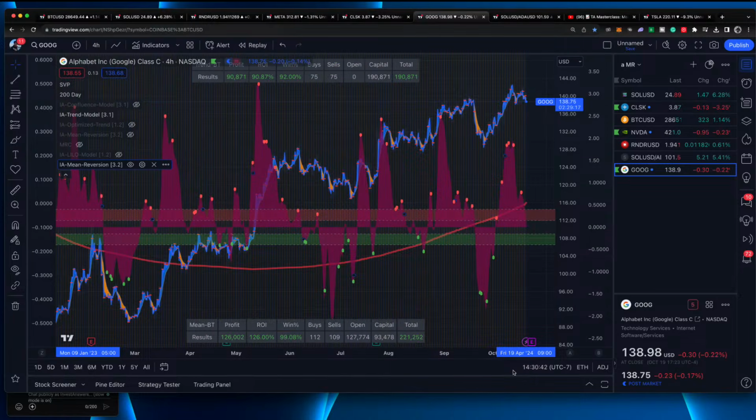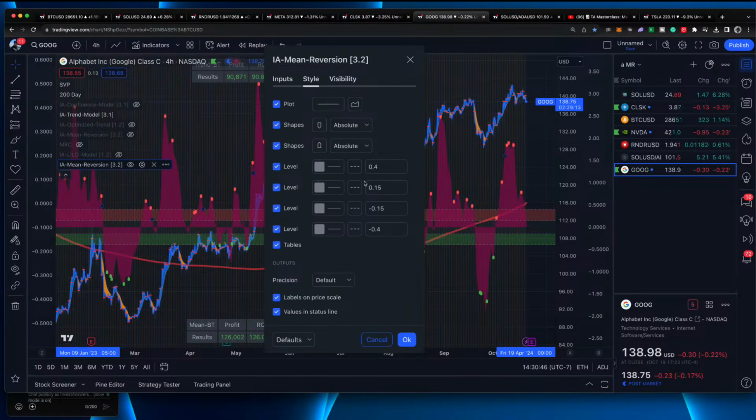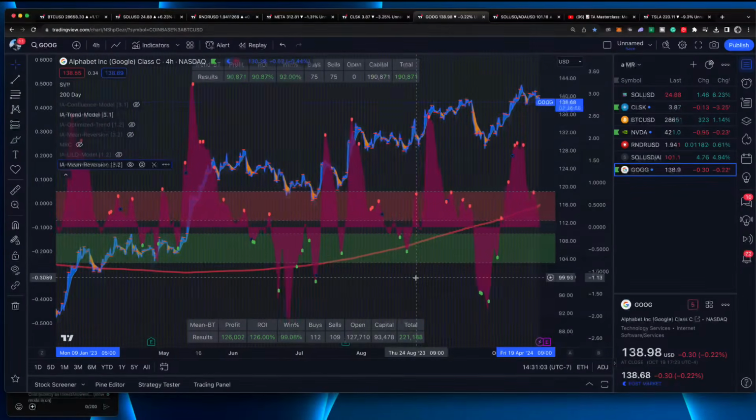What I'm looking for here, I think it reset my, let me check the style. Yeah. So noise suppression, that tweaks this. Let's go to 0.65, 0.8 and minus 0.8. Now we see the range of where we can actually trade. Let's zoom in on this.